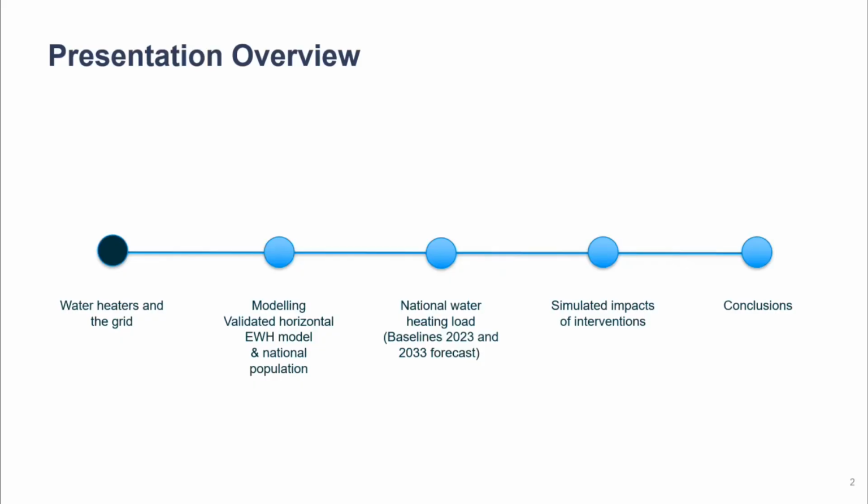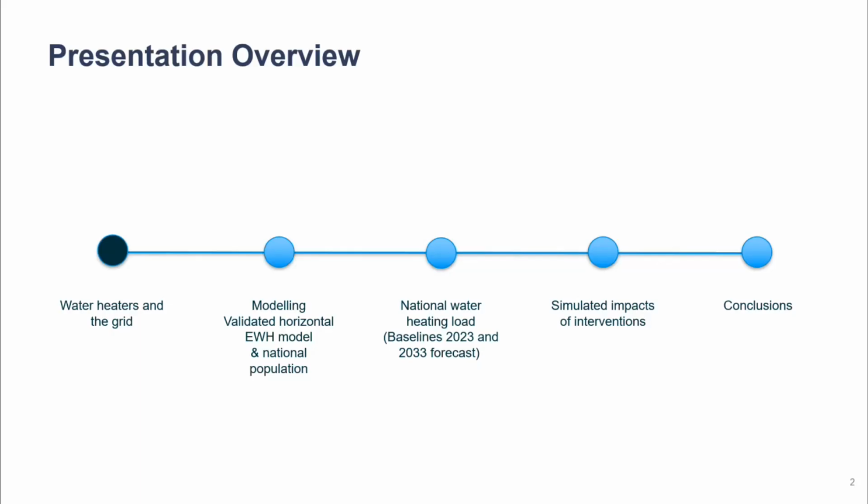Right, so just a quick overview of this presentation. We're going to talk about water heaters in the grid. If some of you are not very aware, we're going to talk about what it means to have demand flexibility and how all the distributed loads add up to something quite significant. I'll talk to you, as Marcus had mentioned, about the horizontal oriented geyser model that I produced as part of my PhD, and how we used that to build up for the national profile using a population study. Ken will then move on to talking about the national load, the load profile. We'll look at baselines for 2023 and 2033.